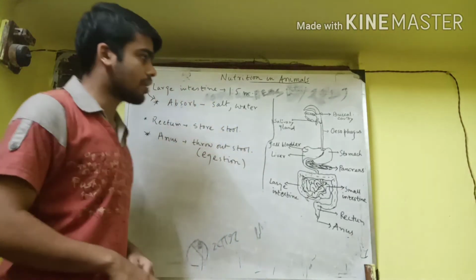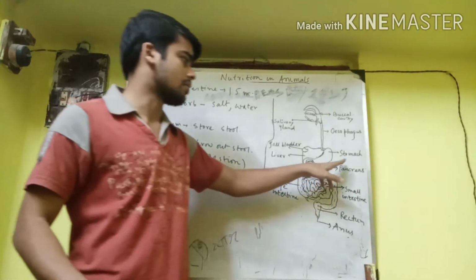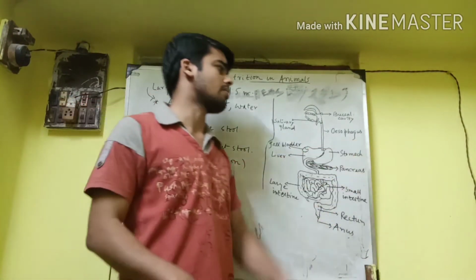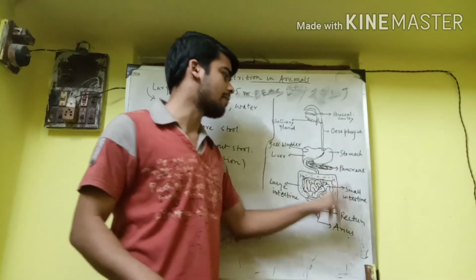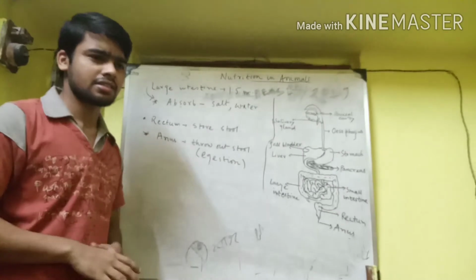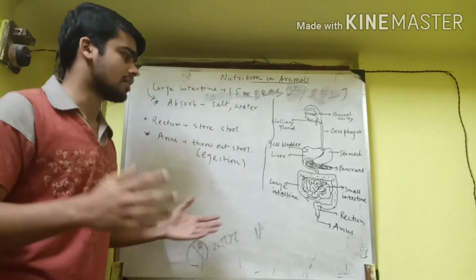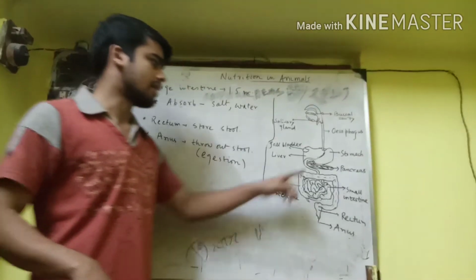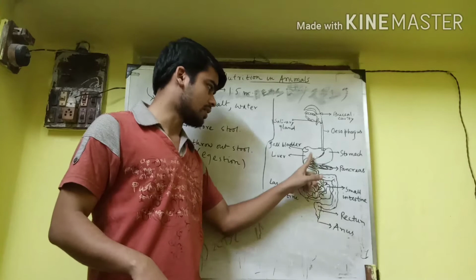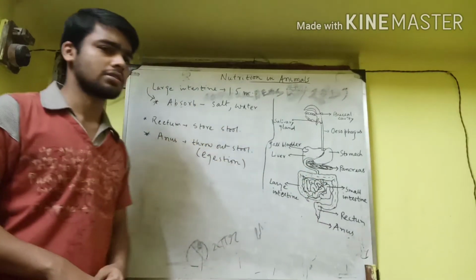through it. Okay, after that the food material reaches the stomach by the oesophagus or food pipe, and in the stomach, liver and pancreas, the food is partly digested. The protein, fats and carbohydrates, all the materials are digested by these parts. Okay, and then it passes through this pipe and enters into the small intestine.